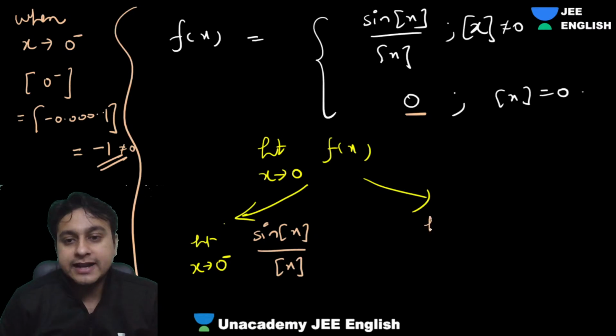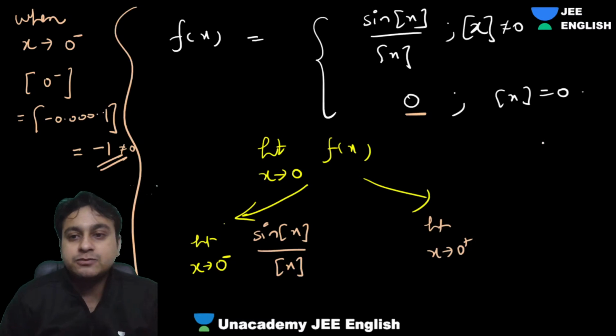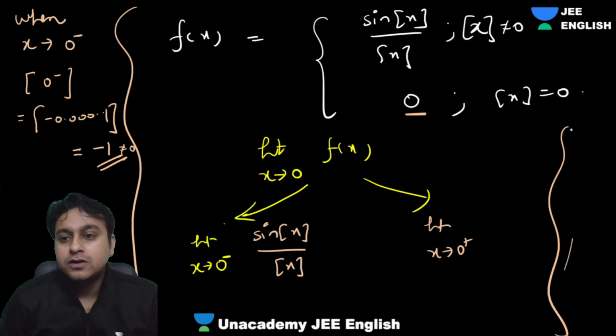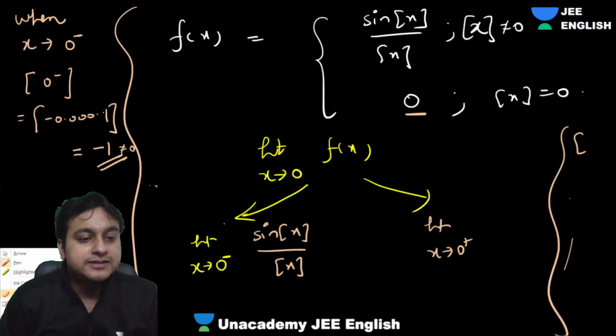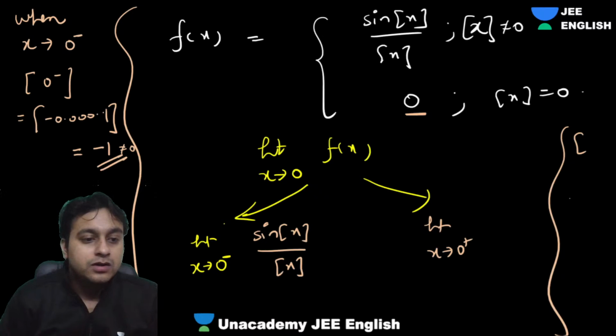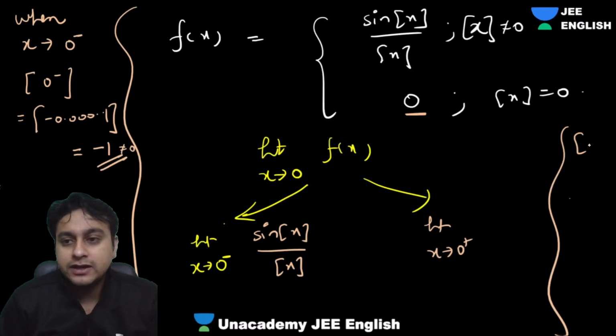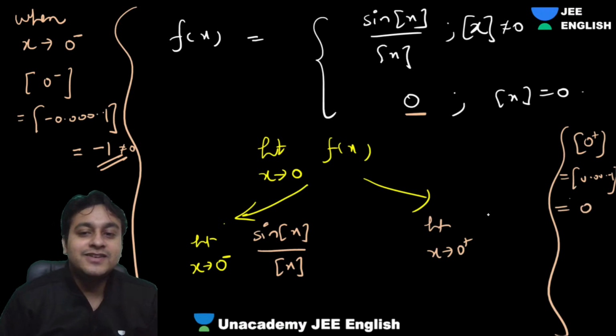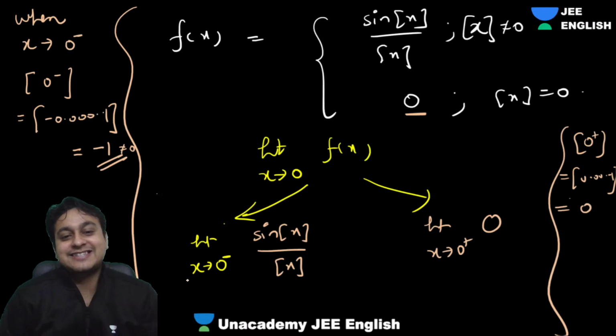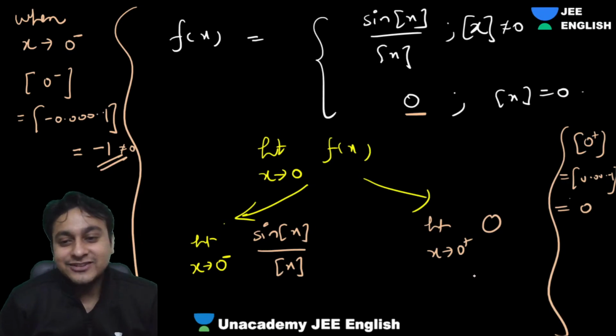Acha. And for RHL, we'll be having, guys, limit x tending to 0 plus. [0 plus] is what? [0.00001] is what, my dear students? That is exactly 0. The function itself is 0. Yes. Understood, guys? So the RHL is 0.